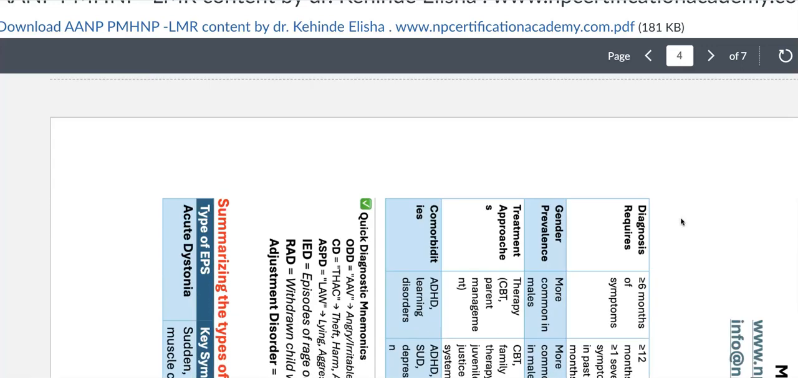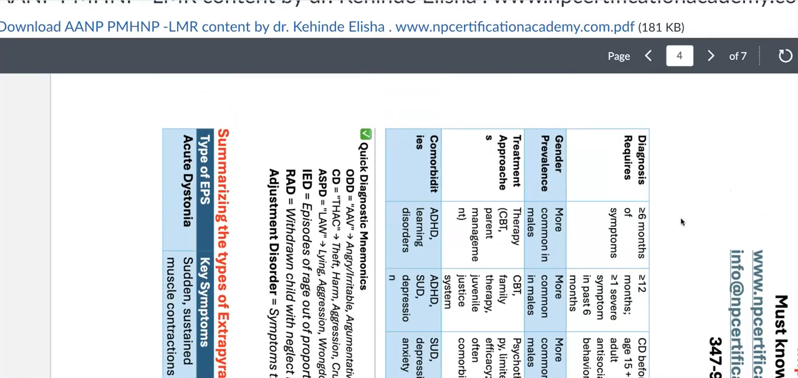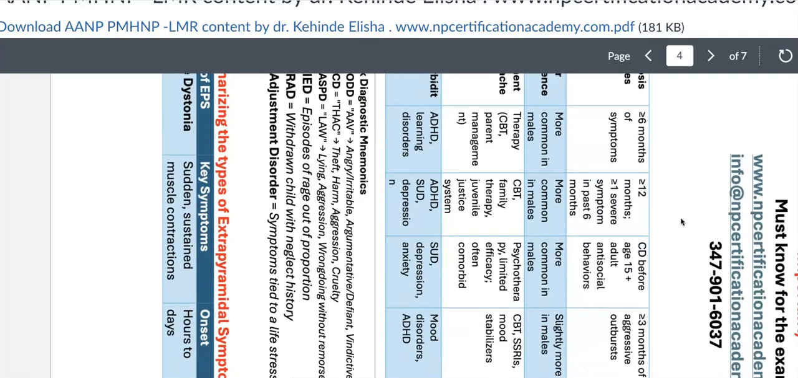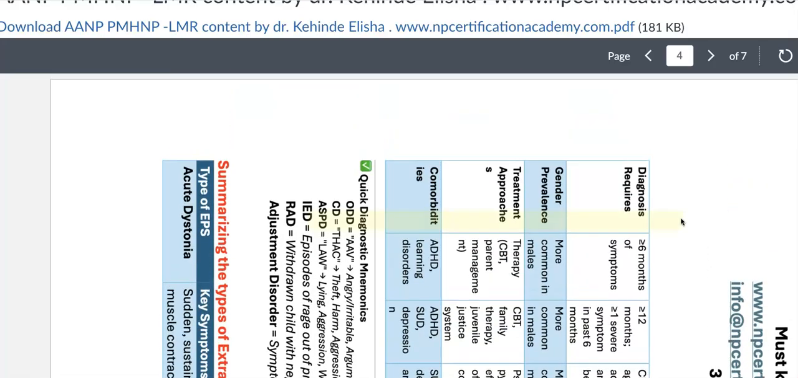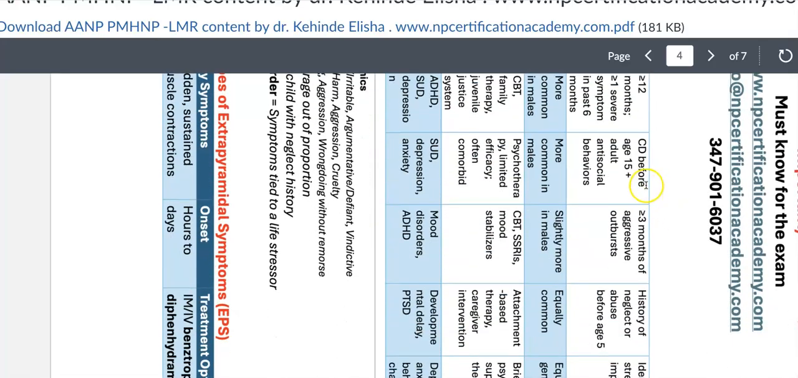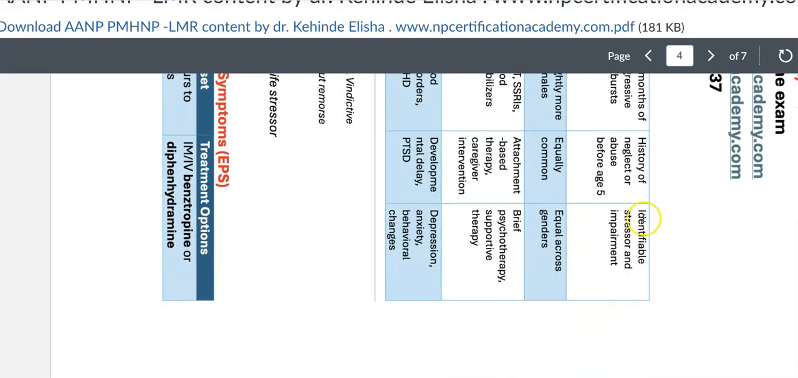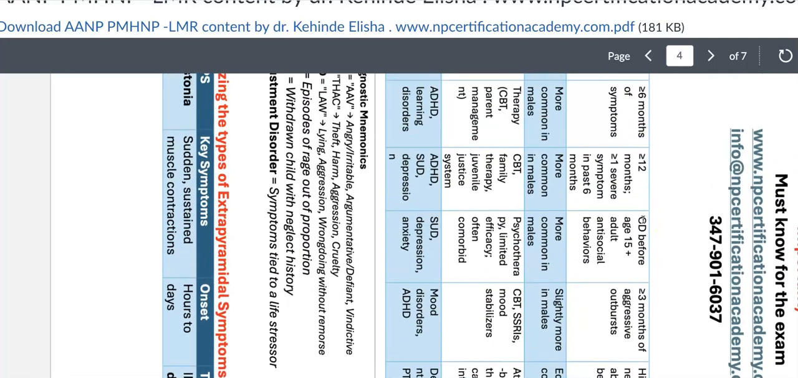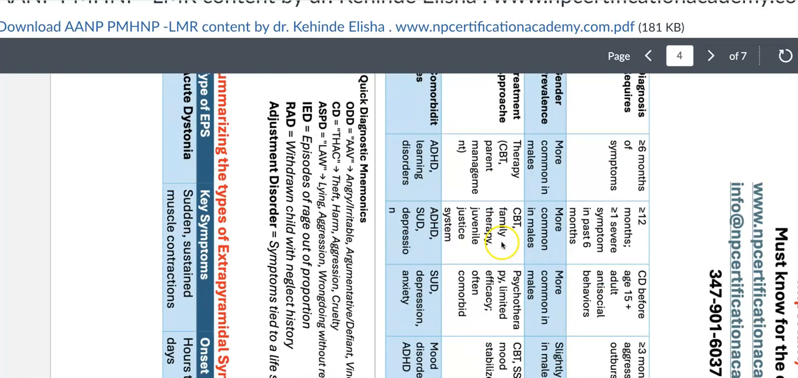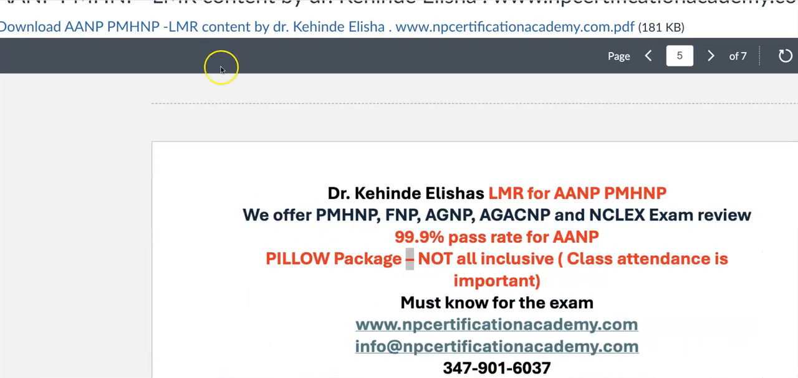And then we have the bottom here that talks about must know for exam. I have the same thing here: conduct before age 15, more than 3 months of aggressive outbursts, history of neglect or abuse before age 5. And these are kind of some ways for us to remember them.